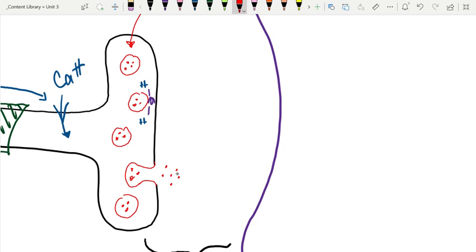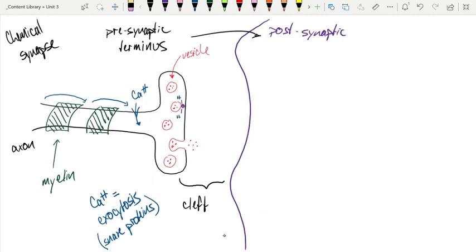So let's zoom back out and see what effect this is going to have. And of course, the effect is totally dependent on the neurotransmitter being released. Now this neurotransmitter, if we go back and review what we talked about before, could be excitatory, could be inhibitory, or it could be modulatory. Let's look at a scenario where it's excitatory.